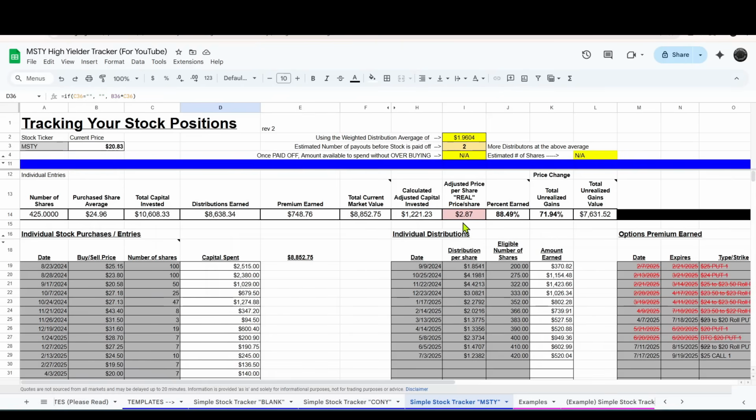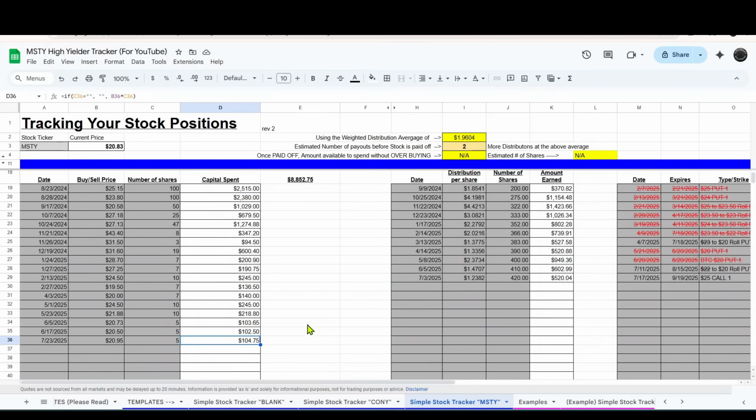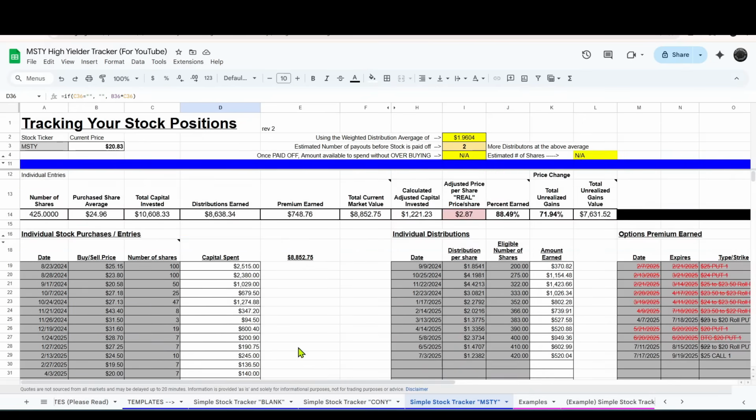that 266 now went to 287, right? It went up. Well, why is that? Well, because I just purchased shares at $20.95, which is more than $2.66, right? So therefore, that average does increase.